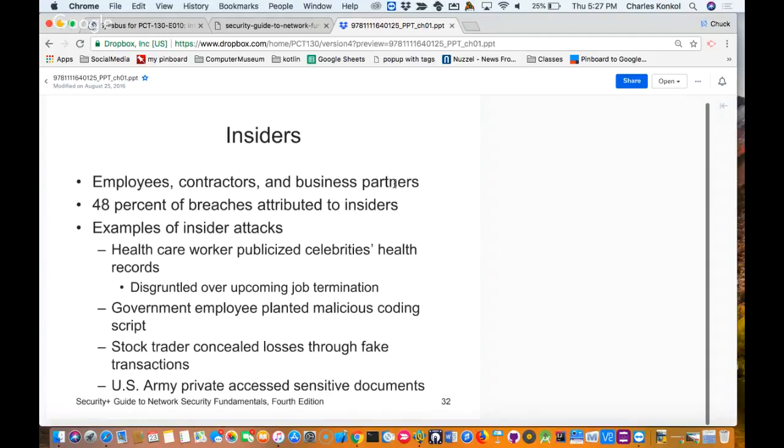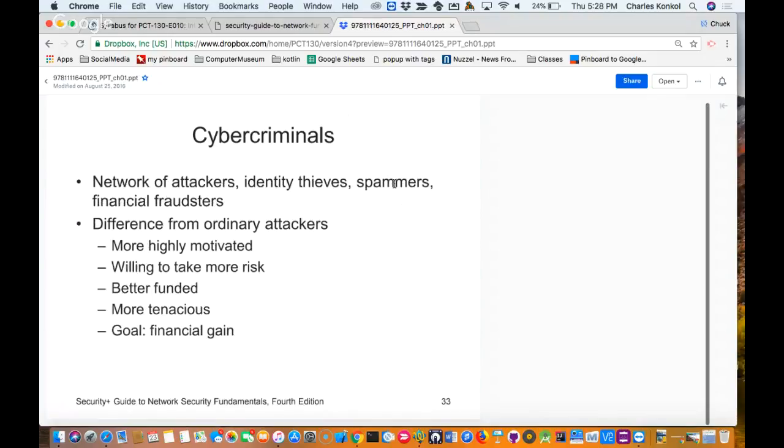Same thing in technology, though. There are people that are hired in companies to be a fly on the wall, whatever position, to get information to get back to another company. That happens as well. Examples of insider attacks would be a healthcare worker publicizing celebrities' health records, a disgruntled employee over upcoming job termination, a government employee planting malicious code in a script, a stock trader concealing losses through fake transactions, a U.S. Army private accessing sensitive documents.